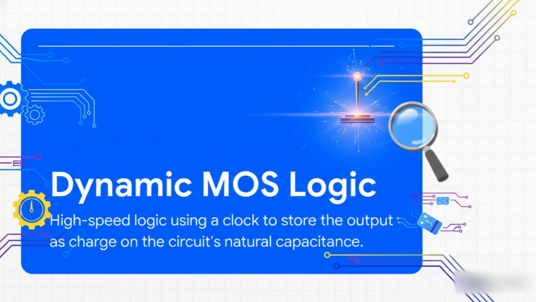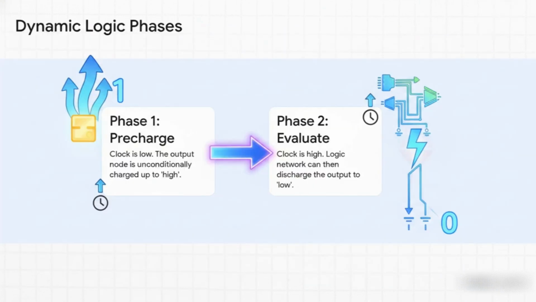Instead, the whole thing runs in two phases, all controlled by a clock signal. And the key insight here is to use the tiny, natural capacitance of the circuit itself to just temporarily hold the output value as a stored charge. It's kind of like trying to balance a needle on its tip. It's really fast, but also really delicate. So here's how that two-phase dance works.